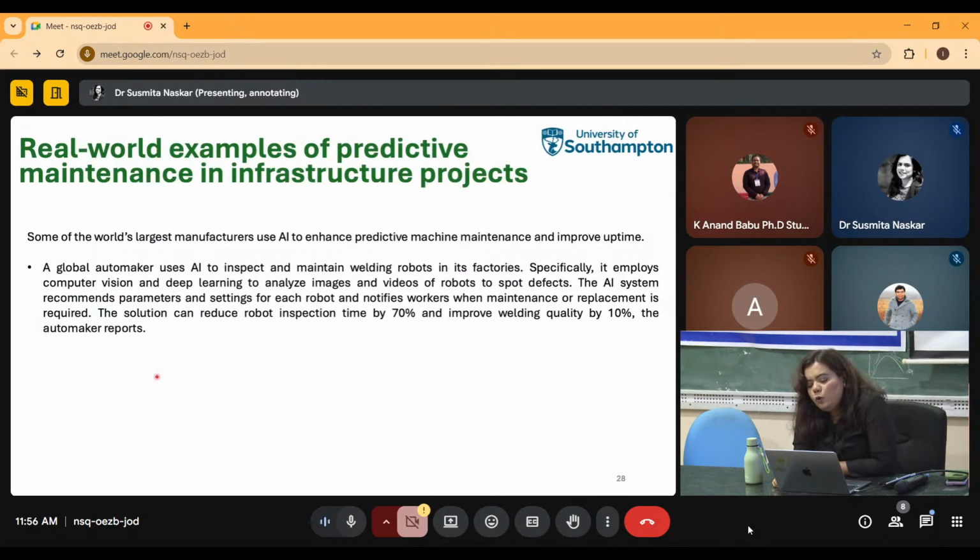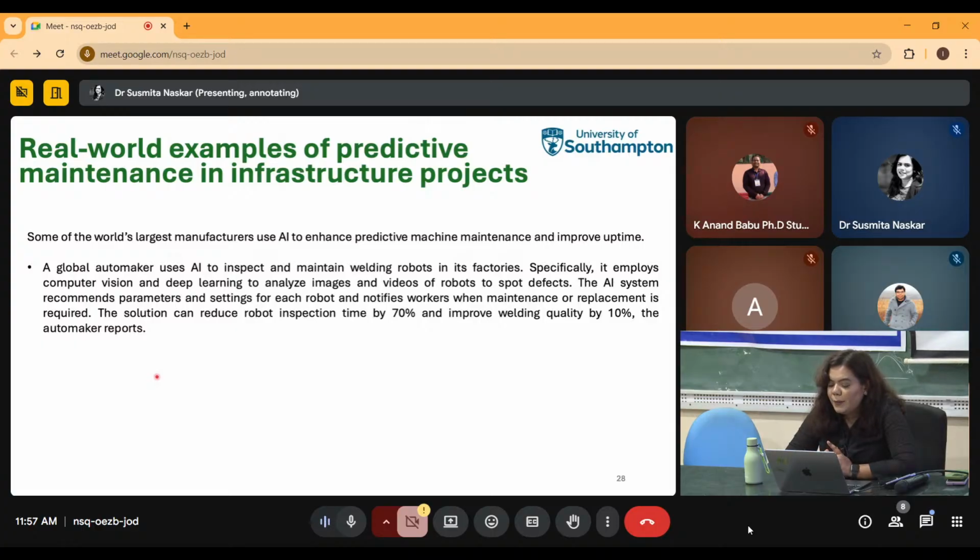Now if you look into some real-world examples of predictive maintenance in action, these examples show how some of the largest manufacturers are using this AI-based predictive maintenance to enhance maintenance and improve their uptime. The first one is a global automaker. They employ AI-powered computer vision and deep learning to inspect and maintain their welding robots. By analyzing images and videos, the AI system can spot defects that might otherwise be missed, then recommend optimal settings, and alerts can be sent to the worker when maintenance or replacement is required, and the impact has been quite impressive.